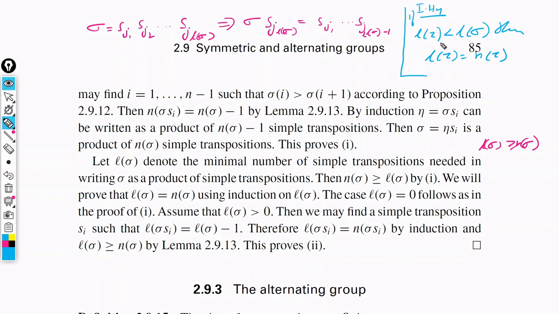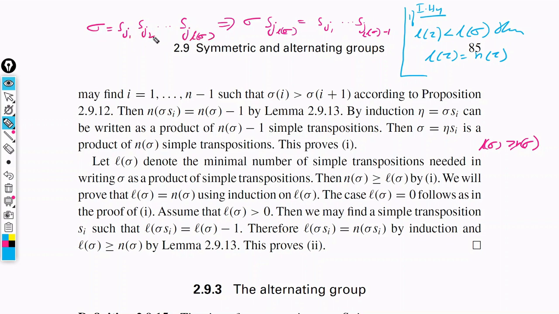If L(tau), where tau belongs to Sn, is less than L(sigma), then L(tau) equals n(tau). We have to show that L(sigma) equals n(sigma). We know that sigma can be written as a product of L(sigma) simple transpositions. Let it be S_j1, S_j2, etc., up to S_j(L(sigma)).